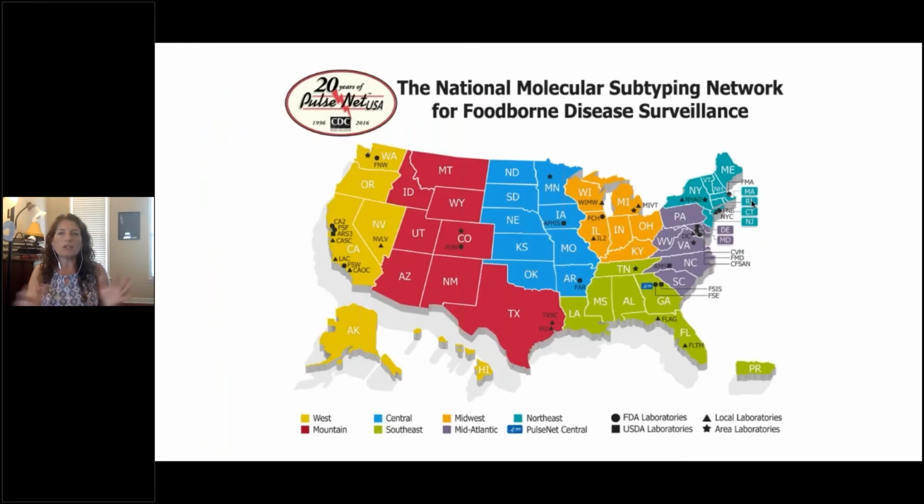So this is a map of the US. We have the different colors. Each color represents a region. And you'll notice a star in each of the regions, and these are our area laboratories. Our area laboratories help provide troubleshooting assistance, surge capacity testing, as well as some other things for the labs in their region. And this just lets you know that every state is involved in PulseNet, along with Puerto Rico, and we also have several local city and county labs that are involved as well.